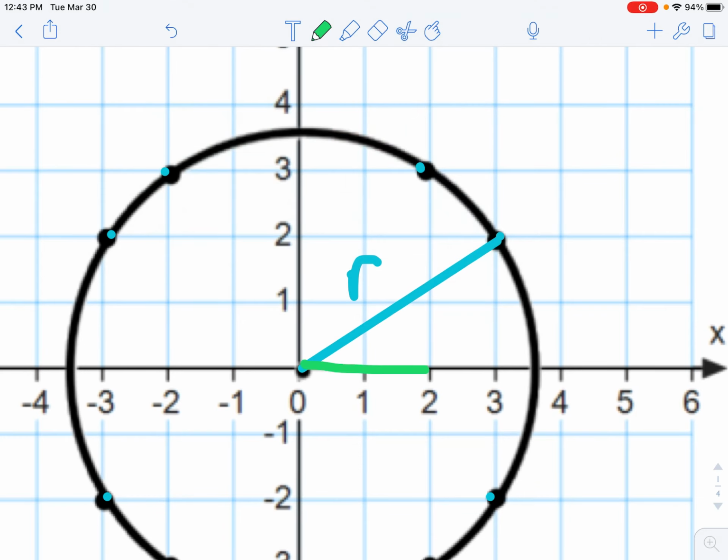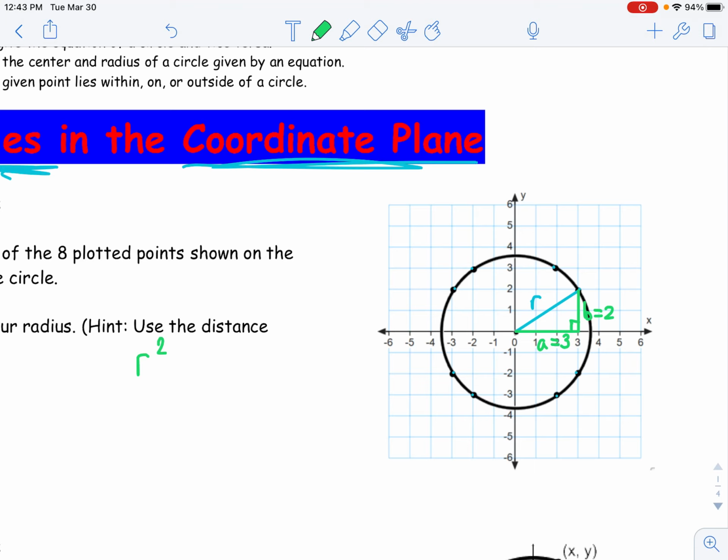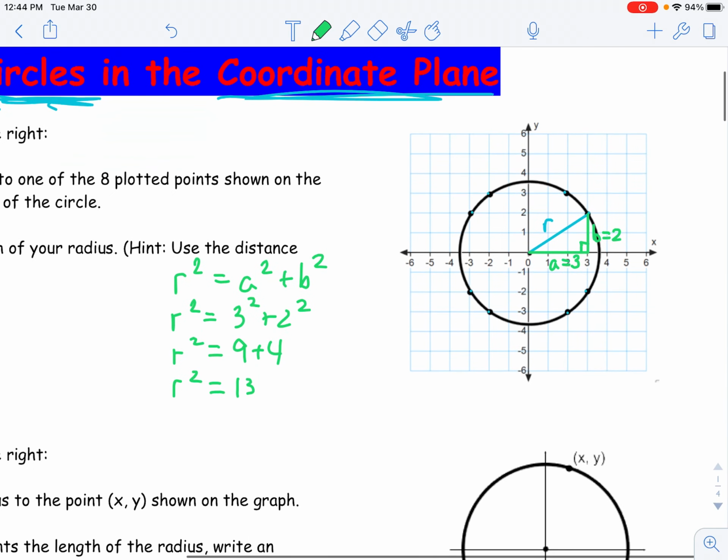Or let's simplify it a little bit, and let's just use the Pythagorean theorem shortcut. Make it a good old right triangle. Call this side A, it's 3. This side B, it's 2. And R is the hypotenuse. So instead of saying C squared, we're going to say R squared equals A squared plus B squared. So R squared equals 3 squared plus 2 squared. R squared equals 9 plus 4, also known as 13.